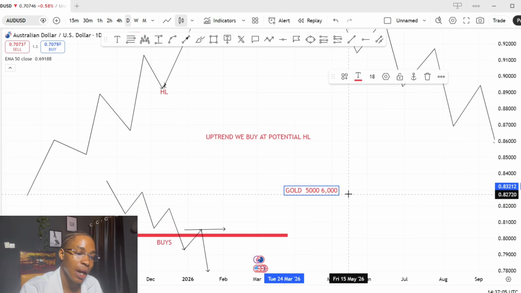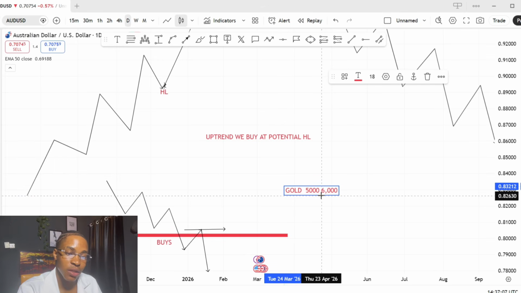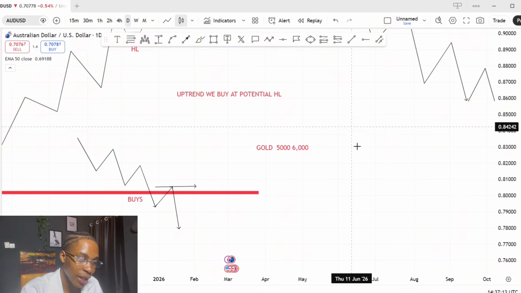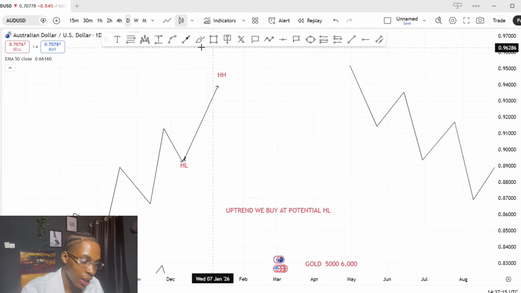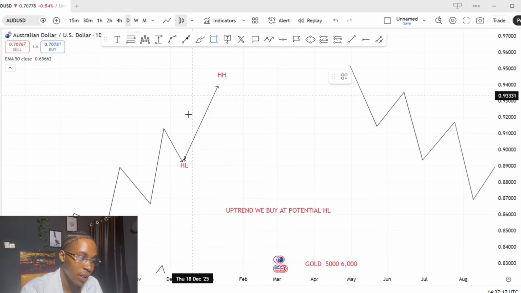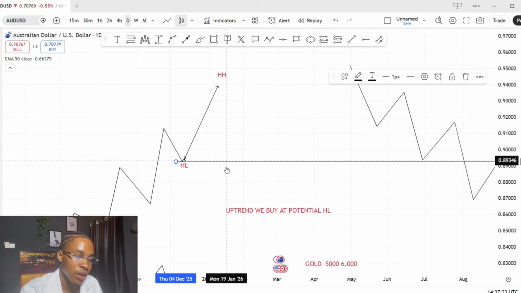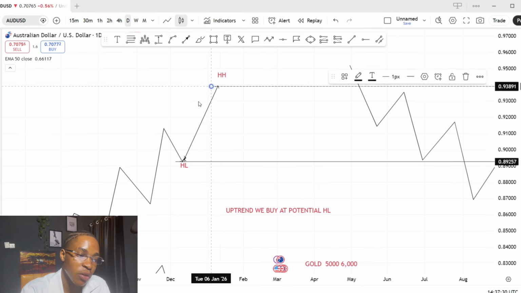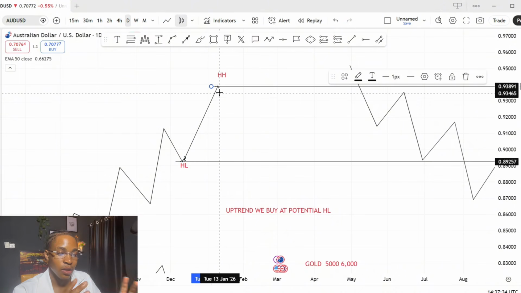Now the same thing applies for both sides. So for example, you are buying the gold at $5,000. Let's say this line represents $5,000, and this other line represents $6,000. So we are buying it here at $5,000, hoping for it to increase in price so that you can make a profit at $6,000. That's basically how I would explain this whole movement.